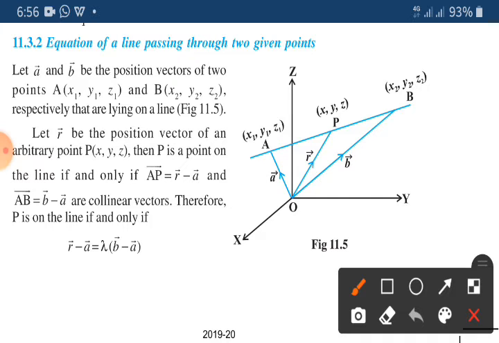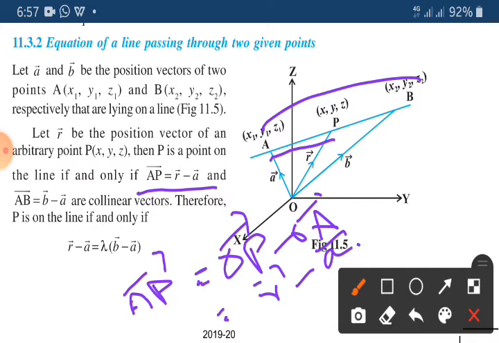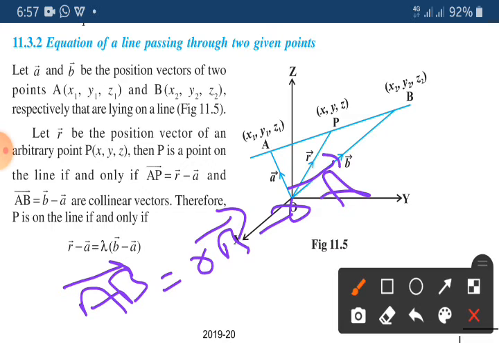AP vector is equal to OP vector minus OA vector, right? Here OP vector is r vector, minus a vector. So AP vector is equal to r vector minus a vector, and AB vector is equal to OB vector minus OA vector. What is OB vector? b vector minus a vector.